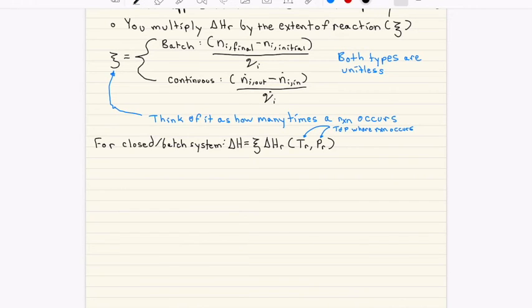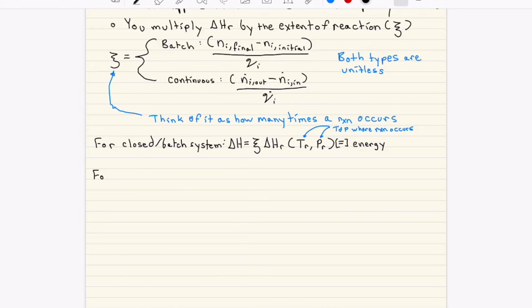So we have a delta H, and it's going to be equal to the product of the extent of reaction times the enthalpy of reaction. And I want to point out here that it's an enthalpy change. And so what we're looking at is units of energy here.